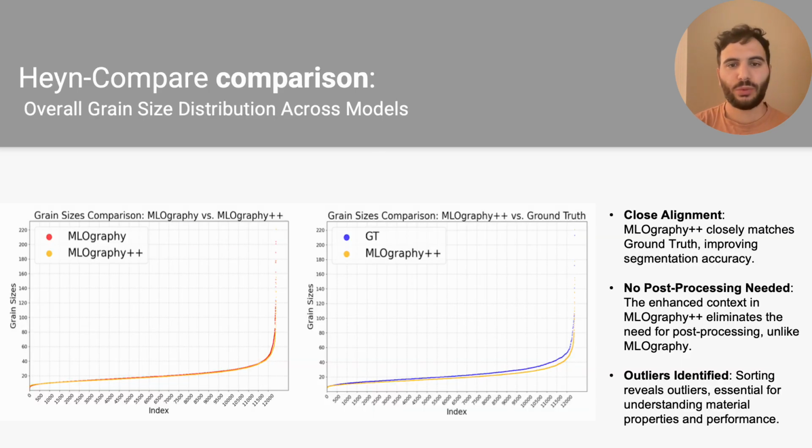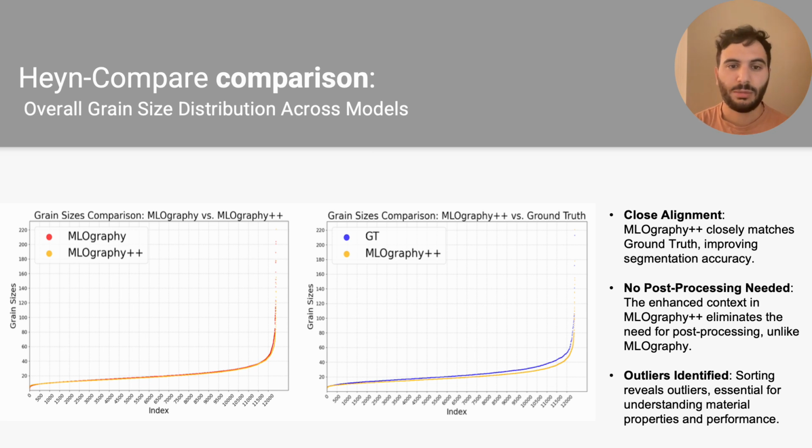These graphs show the grain size distribution for individual crops, computed using the Heyn compare method. On the left, we compare MLOgraphy and MLOgraphy++. While both methods follow a similar trend, MLOgraphy++ consistently produces grain sizes closer to the expected range. On the right, we see that MLOgraphy++ aligns very closely with the ground truth, demonstrating its improved segmentation accuracy.